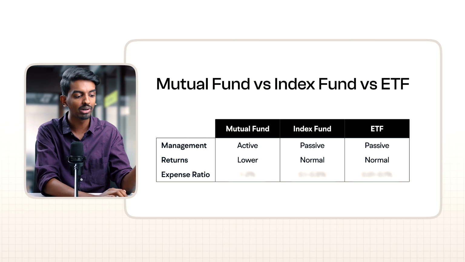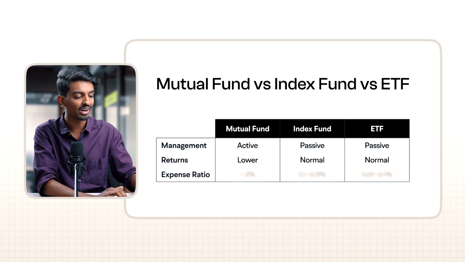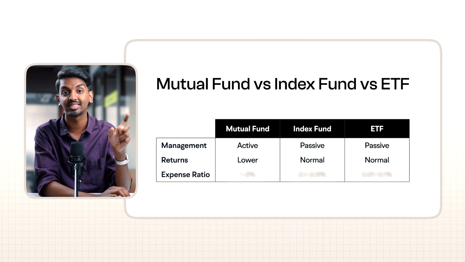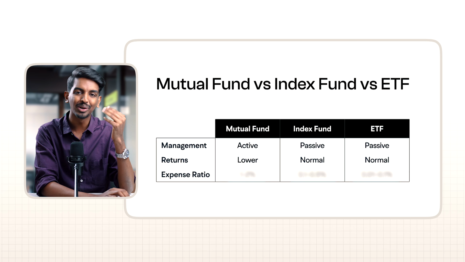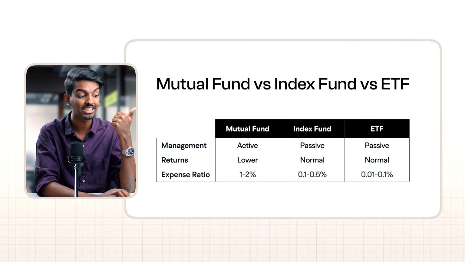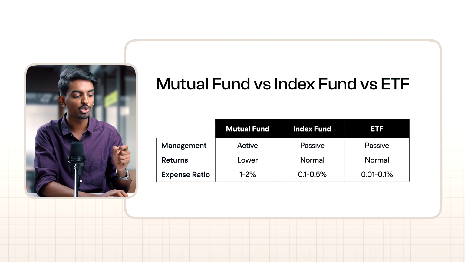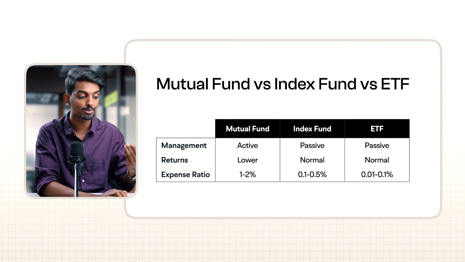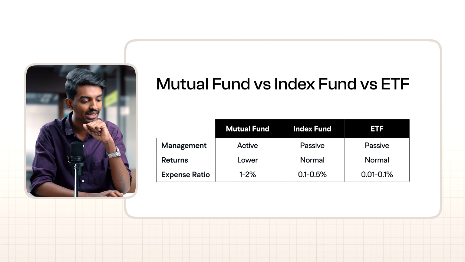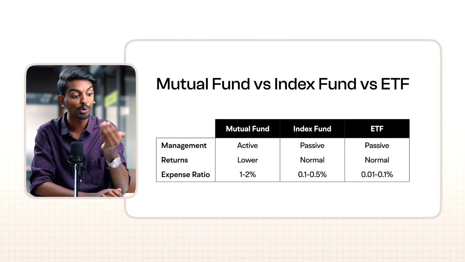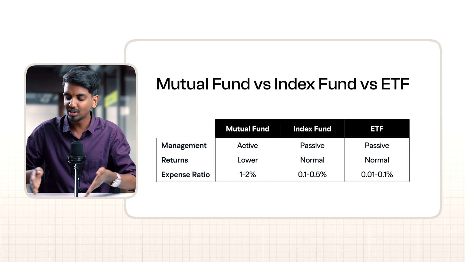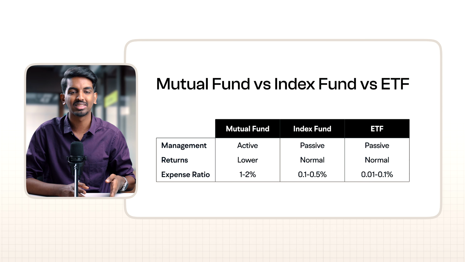So returns for a mutual fund, we'll have to give a lower rating compared to an index fund as well as an ETF, which both have a similar investing style, which is passive investing. And now let's get into the third point, which actually makes sense when you consider the return factor as well. The expense ratio. So when you're looking at the expense ratio, you can see that mutual funds often charge an expense ratio of between 1 to 2% of whatever capital you have deployed. Index funds generally charge 0.1 to 0.5%, and ETFs are usually very, very low cost and come anywhere between 0.01% to 0.1%.